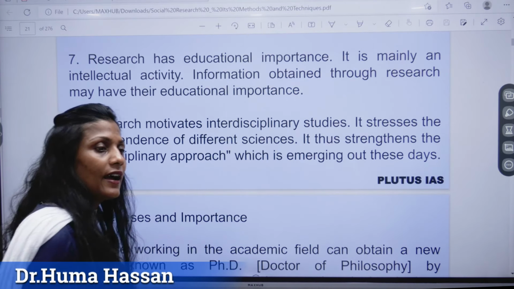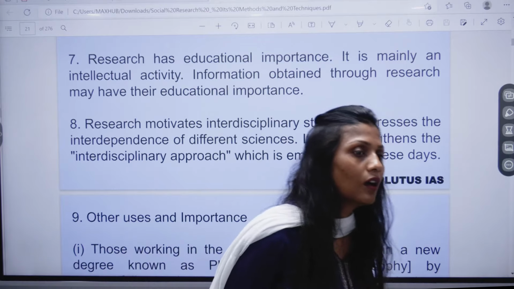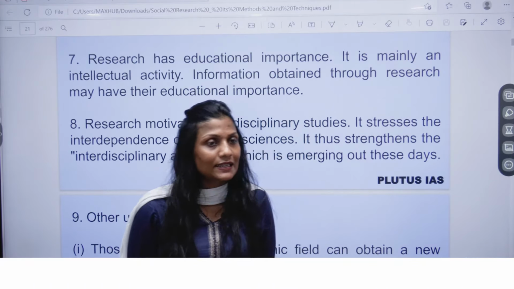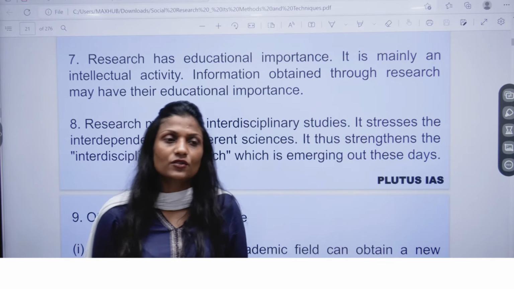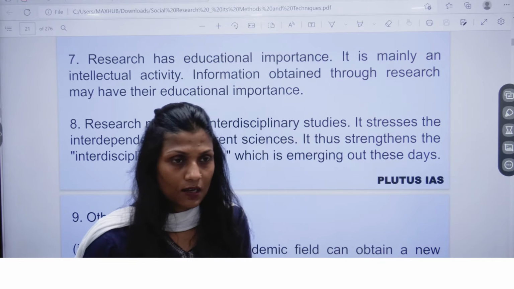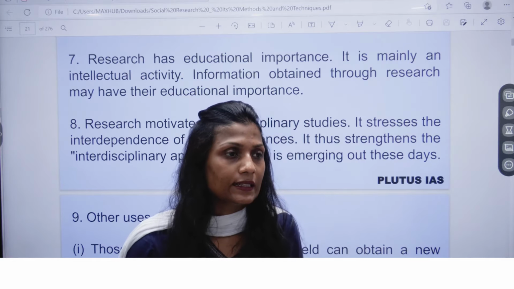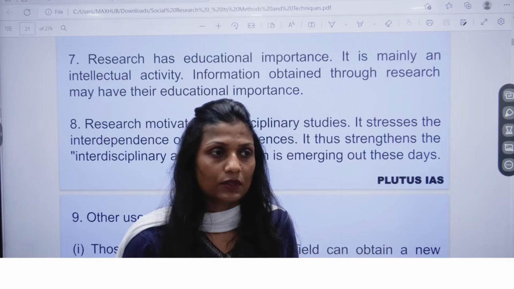So yesterday we have completed almost all the research techniques, the procedure by which we collect data, right? And today we are going to have a discussion on validity and reliability.